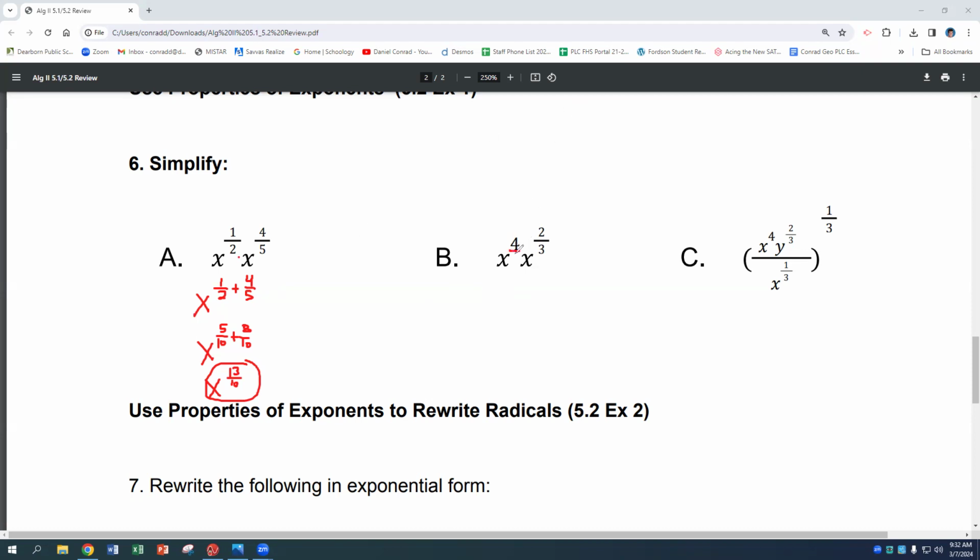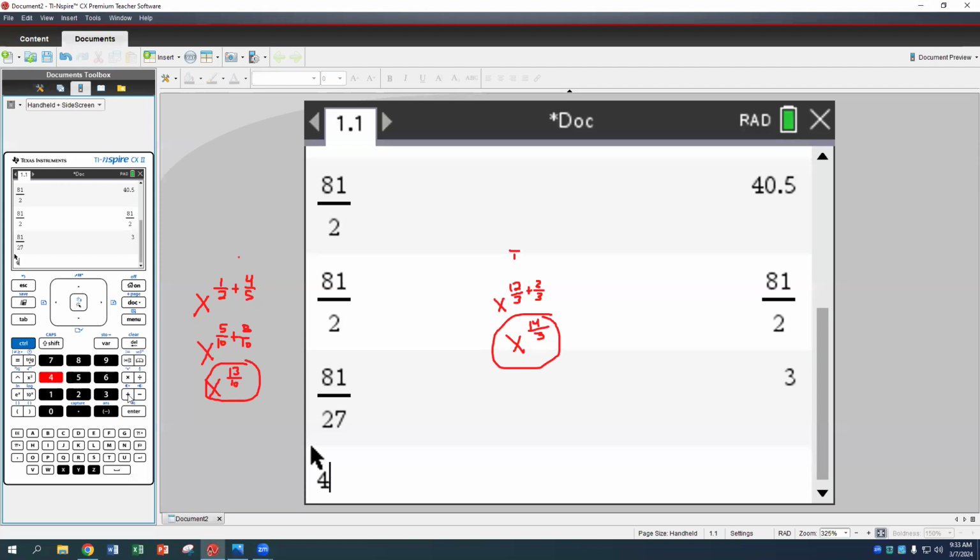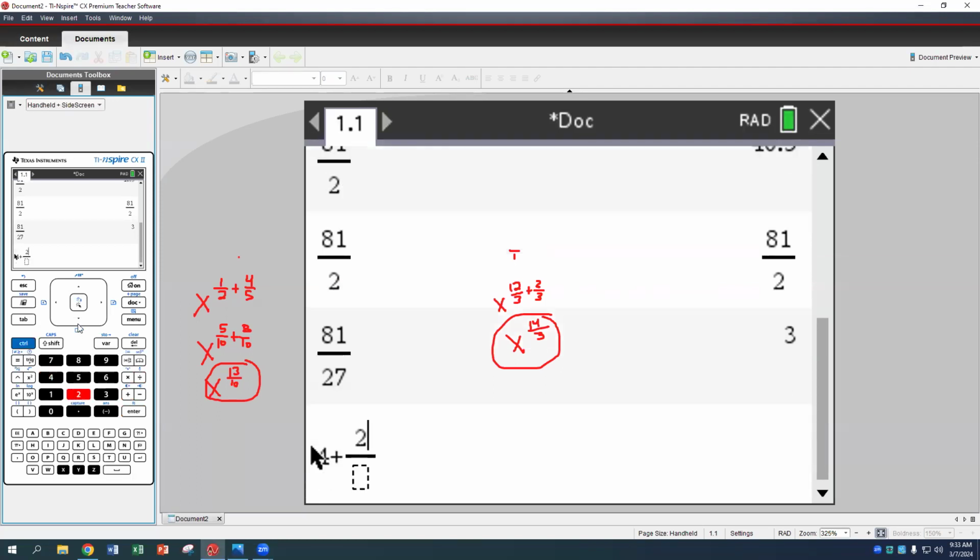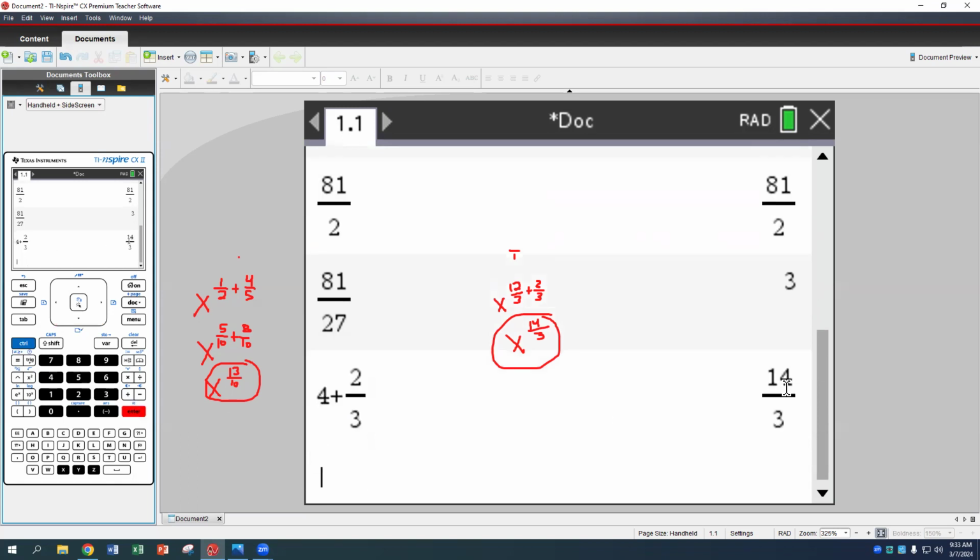Over here, I have 4 to the 1/1. So between 1 and 3, my common denominator is going to be 3. So 12/3 plus 2/3 should give me 14/3. Okay, and again, if you can't do that, you can just take 4 and then add 2/3 to it in your calculator. Right, so if I wanted to do that, 4 plus 2/3 gives me 14/3.